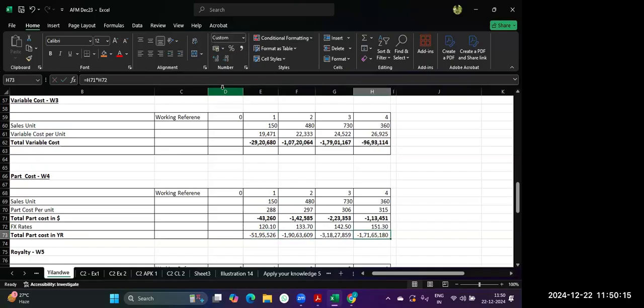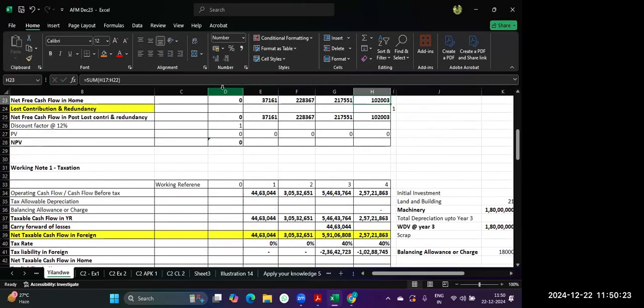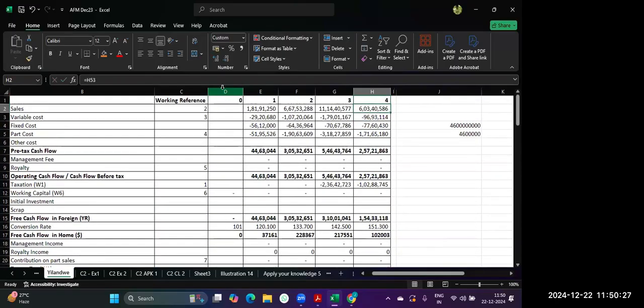Did I get my part cost in this? Yes. Okay. Because the selling price of US is the cost price of Zimbabwe. Correct? So we are done with this. We have arrived at pre-tax cash flow. Any other cost, management, royalty, anything is there?